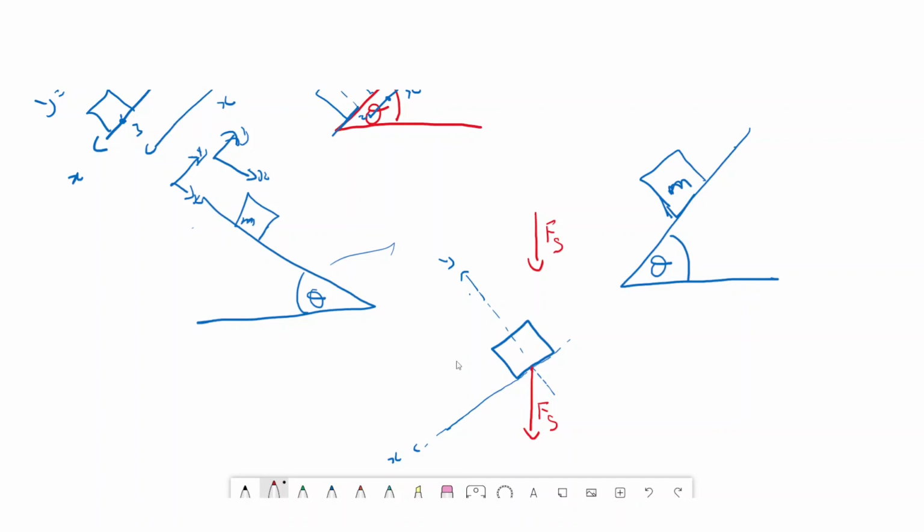All right. Now the normal force is always perpendicular to the surface. Now the surface is like this, so the normal force is going to be like that. This is the normal force. It's normal, it's perpendicular. So what do I have? I have FG, and then I have Fn.